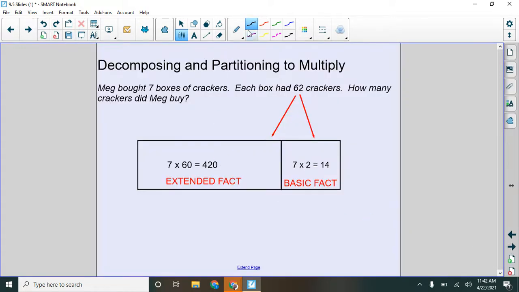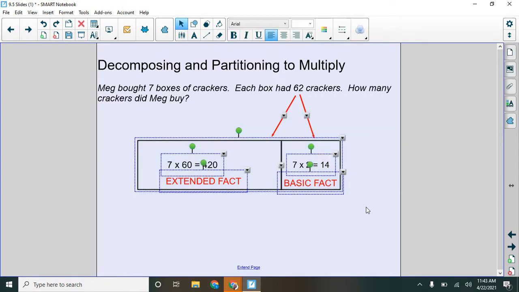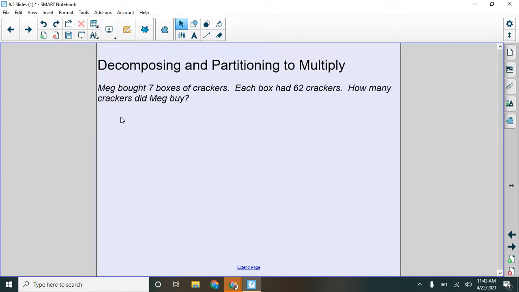I'm actually going to get rid of some things here because I want to show you this all from the start. Meg bought 7 boxes of crackers. Each box had 62 crackers. How many crackers did Meg buy? She must have been having a party or something. This is going to be a very big number. My brain says multiply, because I'm going to have 7 groups of 62.